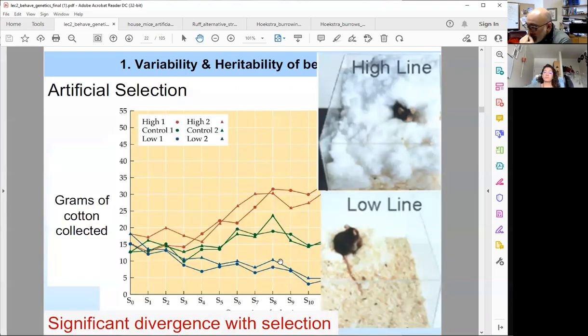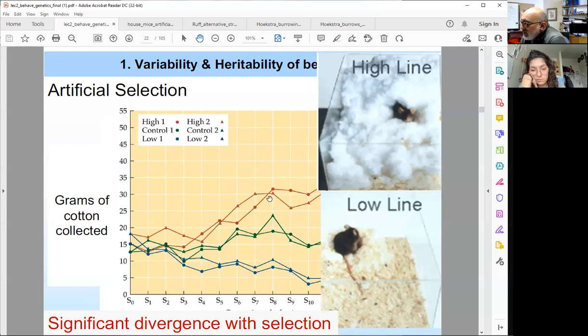Well, here's 10 generations of artificial selection on mice on this behavior, the gathering of nesting material. So first of all, in green, there is a control. These are mice that are basically left alone. They breed on their own. There's no artificial selection.